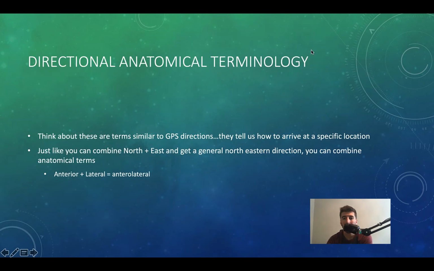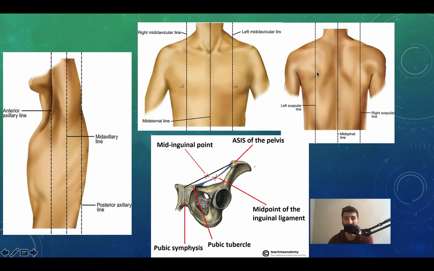The scapular lines are going to be running from the inferior angle of the scapula in a vertical manner. The mid-spinal, or the vertebral line, is going to be running right down the middle of the back, which is what you see right here. And then your mid-inguinal point, or the inguinal line, if you will, is going to be between the anterior superior iliac spine all the way to the pubic symphysis. So it's going to be the middle point of those two, or of the line drawn between there.